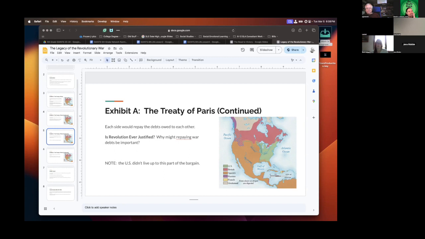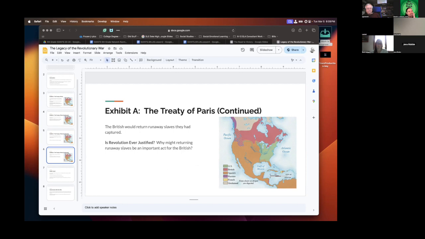And then when we get on to the last part of the Treaty of Paris here, as I switch my slides, it was agreed that the British would return any runaway slaves that they had captured, to the families or the masters or the colonists that used to own them. And so it's good to have a conversation here with students about why this might be an important part of the treaty itself. So again, give students an opportunity to think about this. This is going to be a little bit of a harder question for them. But again, the key word here is, why do you think returning slaves would be an important act for the British to do?